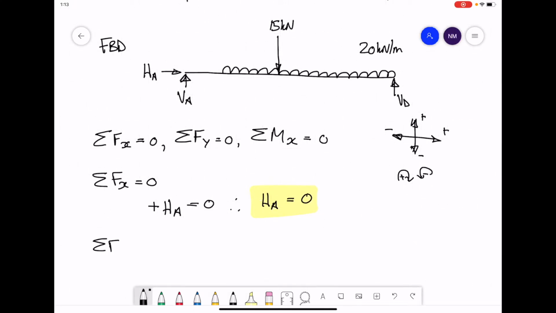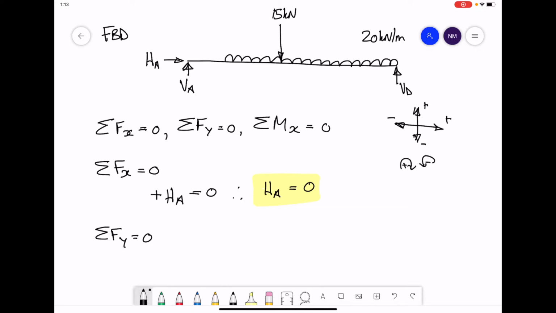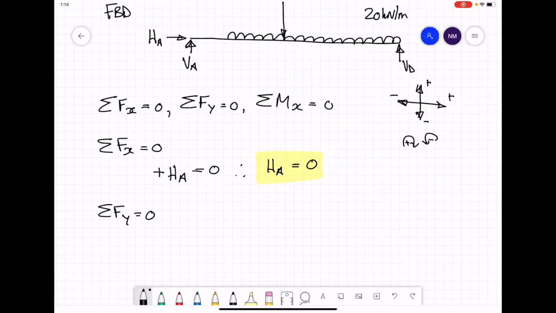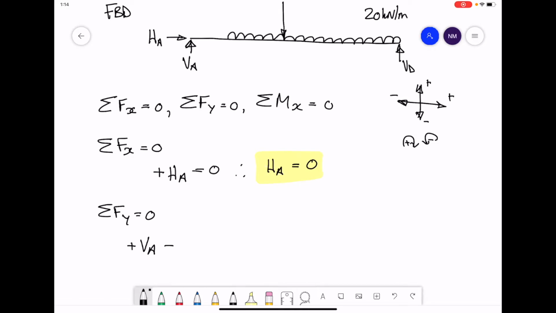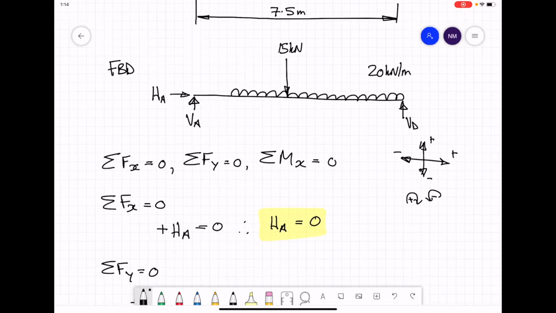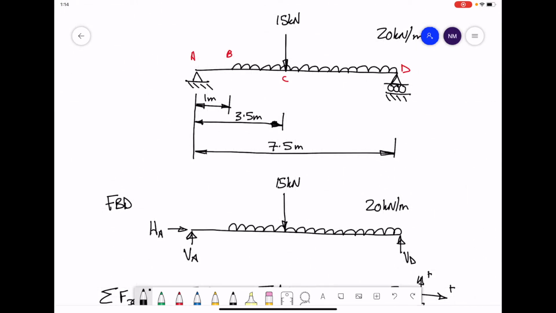Consider the forces going vertically. This time we have two reactions going upwards. We have a point load, 15 kilonewtons, and a UDL going downwards. VA positive plus VD, which is positive, minus the 15 and minus the UDL, 20 kilonewtons per metre times the length of the UDL, as you can see from the initial diagram. So the beam is 7.5 metres long. There's a gap of 1 metre at the very start on the left hand side, so the UDL itself is 6.5 metres in length.